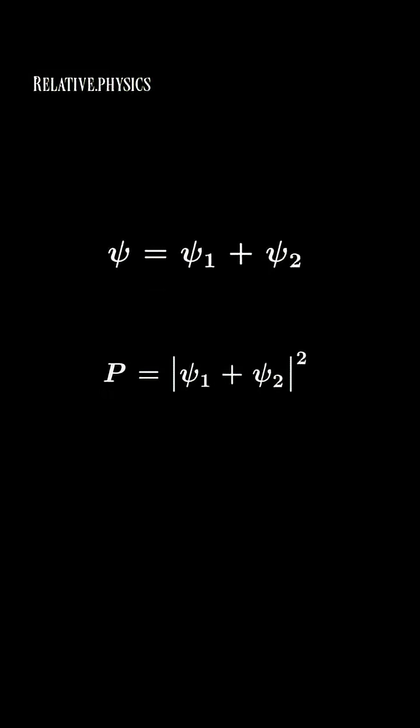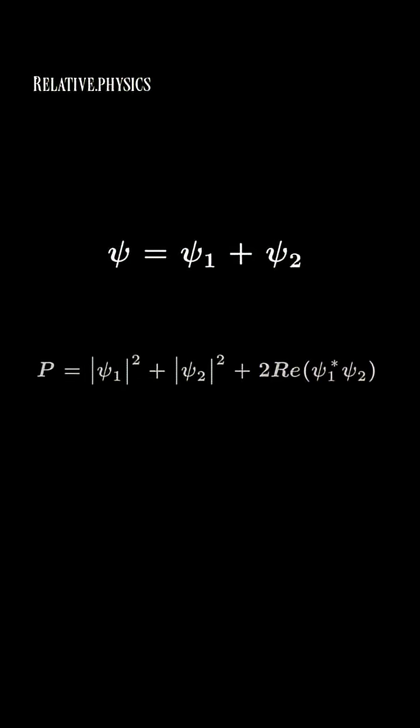When you add these two possibilities together and calculate the probability of where the photon lands, an extra term appears that exists only because you're combining the two waves. This is the interference term, and it's what creates the alternating bright and dark bands.